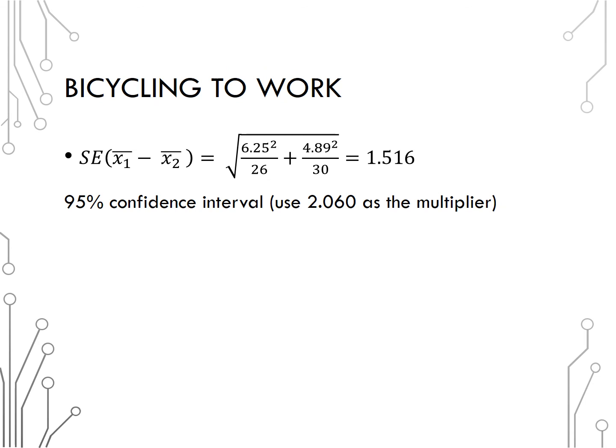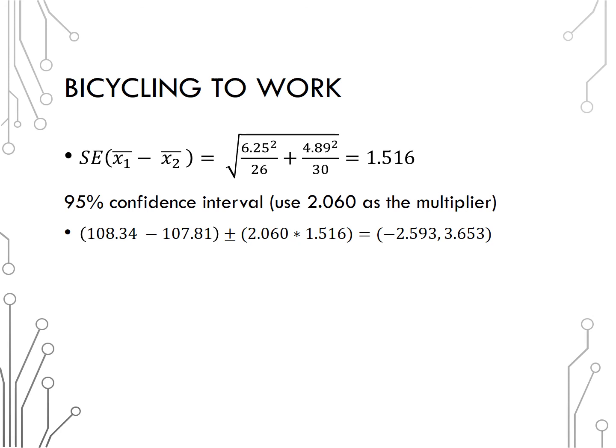Now let's do a confidence interval. In a 95% confidence interval for these data, we would tell you to use 2.060 as the multiplier. The standard error formula for a difference in means is the same for a test and for an interval. So to find my 95% confidence interval, I would take my observed difference in means, 0.53, plus or minus my multiplier, 2.060, times my standard error, 1.516. And you should get an interval of negative 2.59 to 3.65.